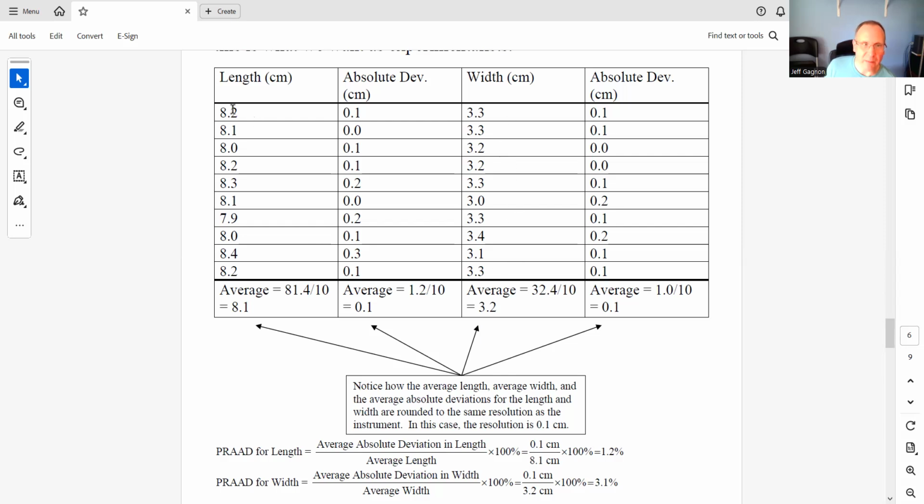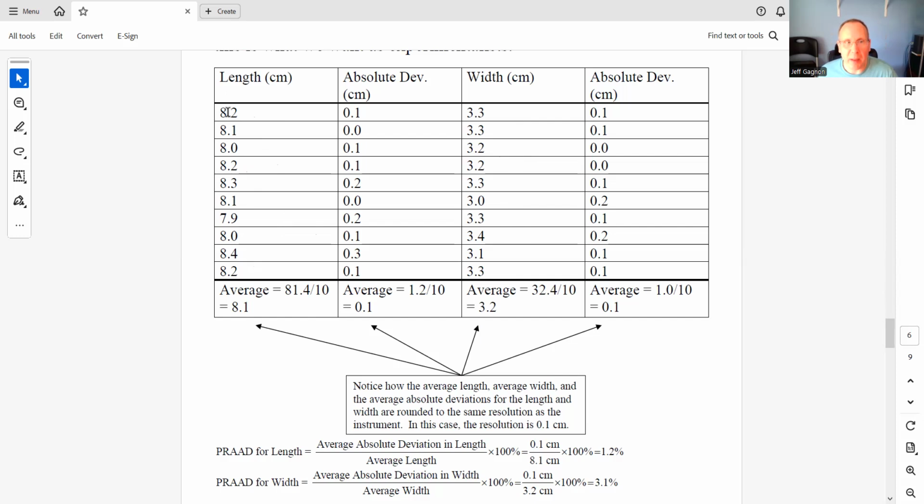And notice that there's some variability here, right? They're not exactly the same. So in order to get a measure of that variability, I'm going to compute the PRAD for length, the percent relative average absolute deviation for length, and I'll do the same thing for width. Okay, the first thing that you should be aware of is the resolution of the instrument.